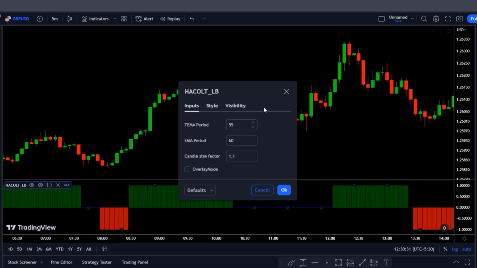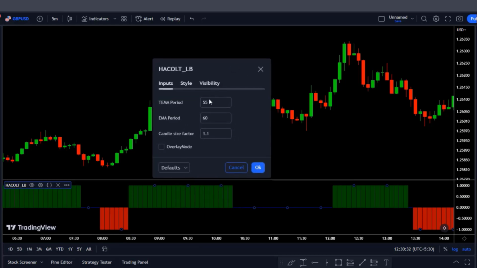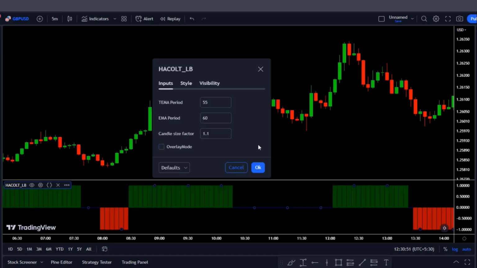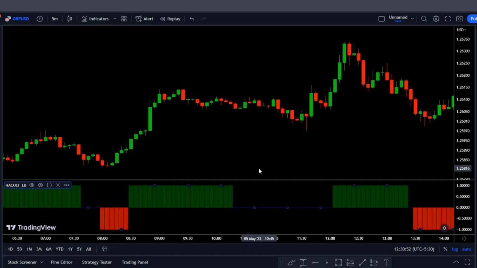In the indicator's settings, we find a few customization options. We can change the TEMA and EMA length, which will affect the indicator's sensitivity. Signals are more frequent when the number is smaller. The candle size factor can also be adjusted. This affects how smooth the indicator is. Finally, we can enable the overlay mode, which transforms the indicator from the oscillator to colored candles. In our strategy, we will leave the indicator settings as default.